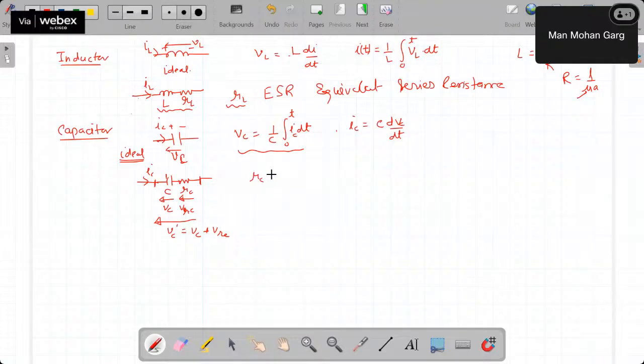And this RC is again called the equivalent series resistance of the capacitor. Okay, so these are the two components in non-ideal form. We will do analysis of one of the converters, including non-ideality, and then we'll see how things change when we incorporate the non-ideality. Sometimes they have a vital impact on the performance of the converter. So it is always better to include the non-idealities in analysis.